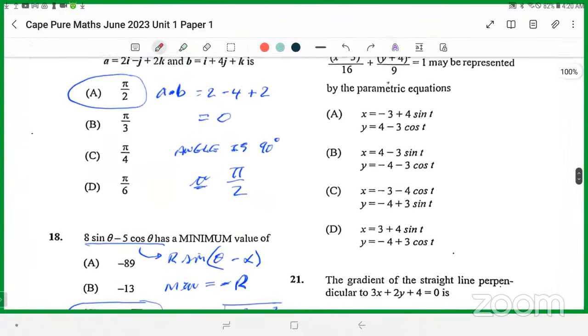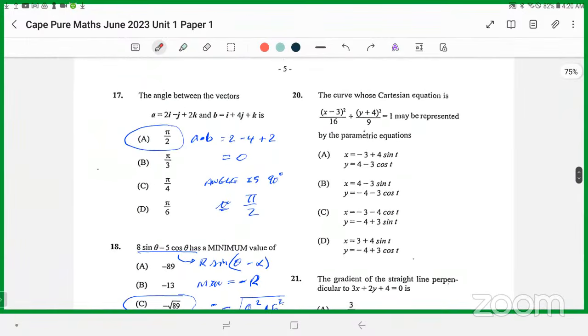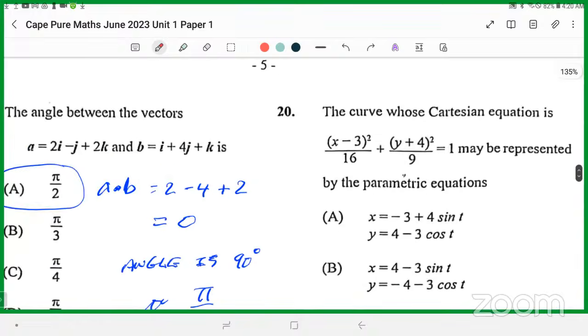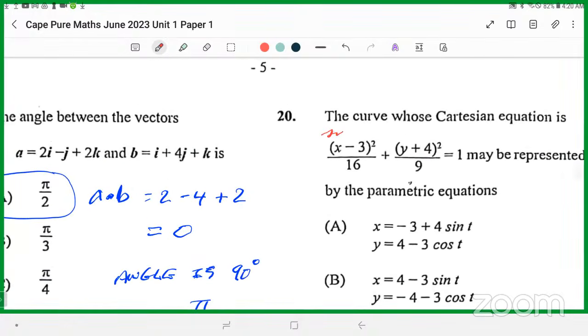Number 20. Almost halfway. There's only 45%. This one says the curve whose Cartesian equation is that may be expressed in parametric equations. All right, so this is basically using sin squared plus cos squared equals 1. So based on these, the one with the sine is the first one. So basically this is your sine squared t, equal to this, plus this is the cos squared t, equal to 1.